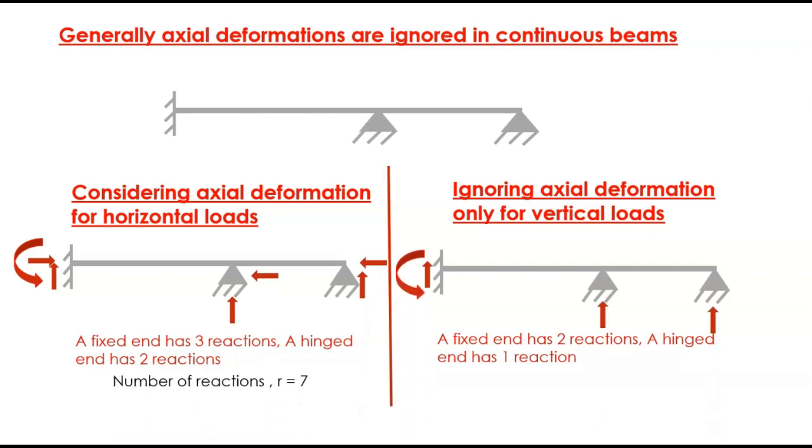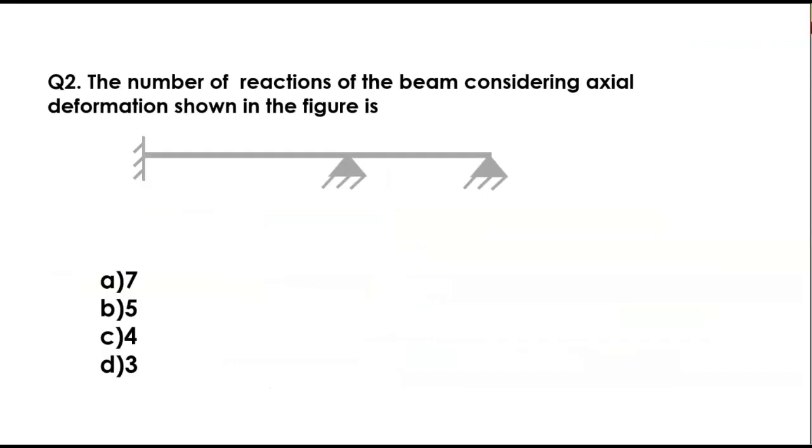So as you can see, the number of reactions in the case of axial deformation for horizontal load is 3 for fixed plus 2 for hinged at both the ends. So 3 plus 2 plus 2, that is 7. In the case when we ignore axial deformation, it will be 2 plus 1 plus 1, that is 4. So for this question, the right answer will be option A, 7.